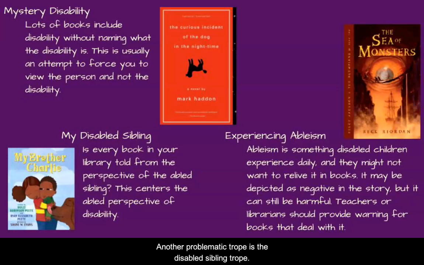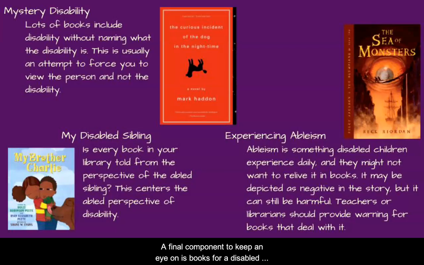Another problematic trope is the disabled sibling trope. This is an absolutely fine style of book, but it centers the view of disability around the abled person. If you only feature disability from this perspective, it never shows a disabled person telling their own story.